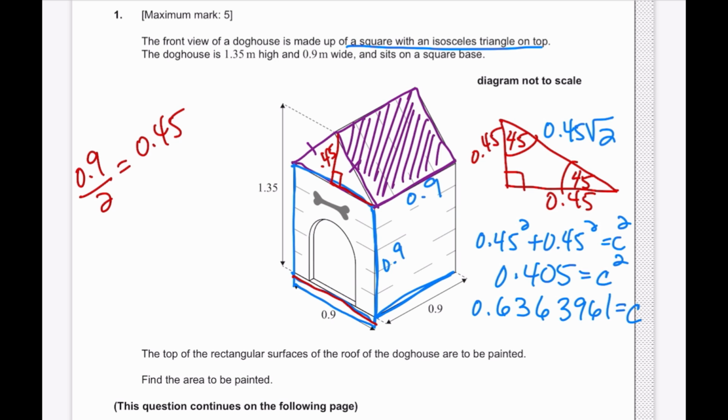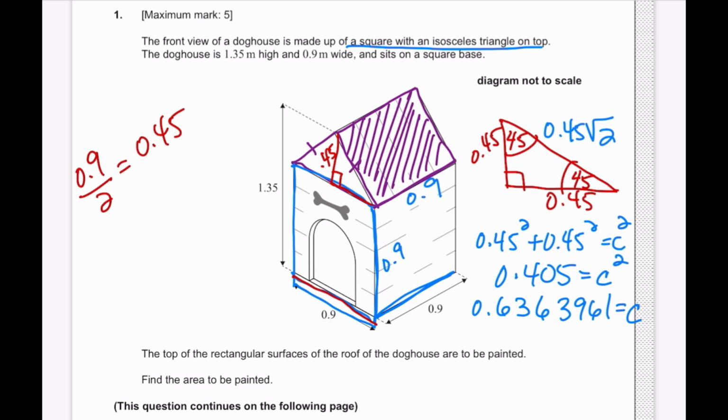And notice that I don't want to round to 3 significant figures right now. Why? Because I want to avoid round off error. So if I know that that's 0.45 times the square root of 2, that is the best answer for me to use because that is not going to have round off error. But in the case that you want to use the decimal, I would use like 5 or 6 decimal places and wait to round until the very end of my calculations.